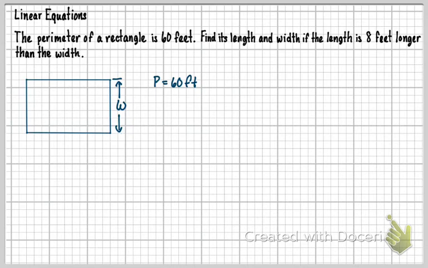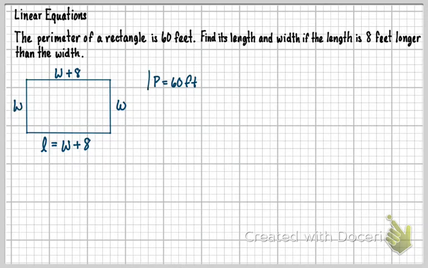And once I establish that, then I can say that my length is going to equal 8 feet longer than the width. So that's good. The width is W, and it's 8 feet longer, so it'll be 8 plus W, or W plus 8. And with a rectangle, we know the opposite sides are equal. So there's our setup there.